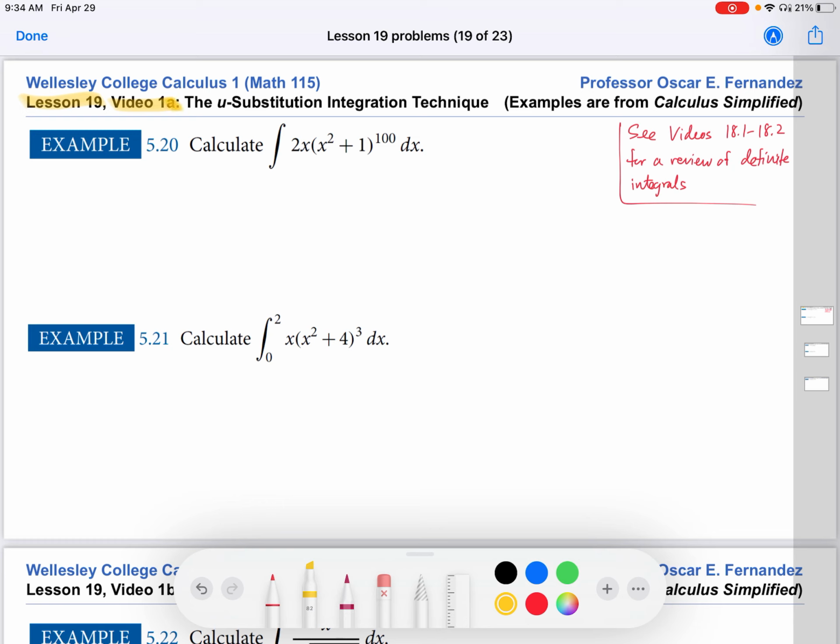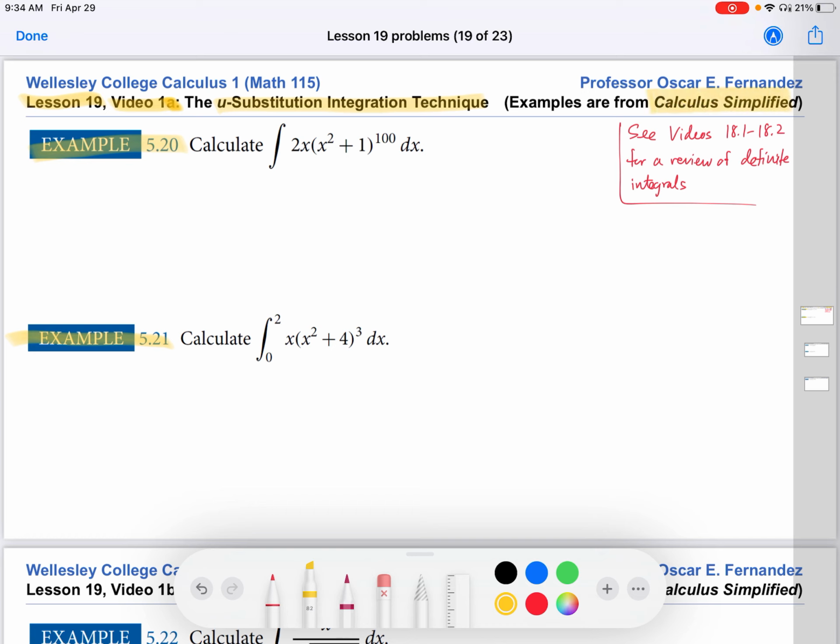So the A here refers to the fact that we are going to talk about the same topic, use substitution as an integration technique, across multiple videos. So this is the first of those videos. So I'll start here in this video by looking through two examples, 5.20 and 5.21 from Calculus Simplified.